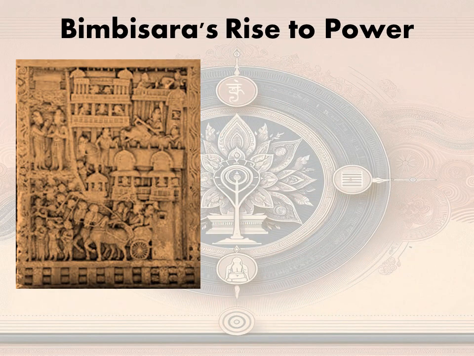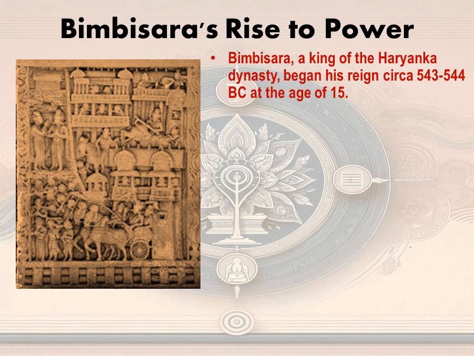Now, King Bimbisara was the first important king from Magadha. And how did he rise to power? He was from a dynasty called the Haryanka dynasty and ascended the throne in about 543 to 544 BC at the age of 15. This information is procured from different Buddhist and Jain texts. So from these texts we come to understand that he became a king at a very young age of 15.